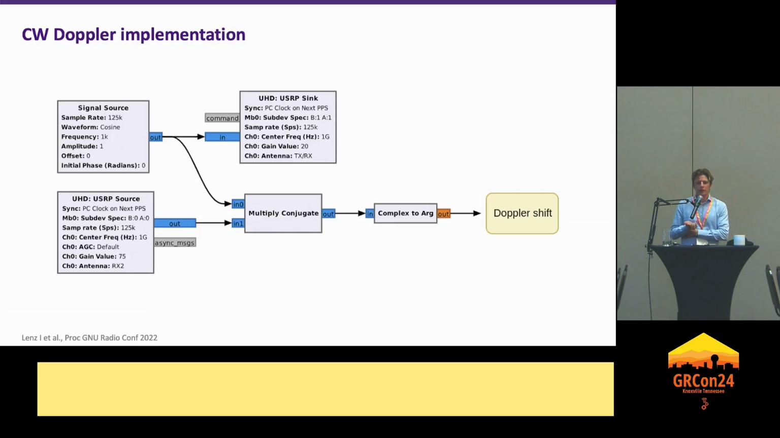This is unmodulated CW Doppler. So we take the reflected wave, we multiply it with the complex conjugate of the forward wave, determine the angle in the complex plane, and that's our Doppler shift. At this point, I want to highlight a presentation by Isabella Lenz and colleagues two years ago at GRCon. So if you're curious about Doppler radar for physiological sensing, I highly recommend that.